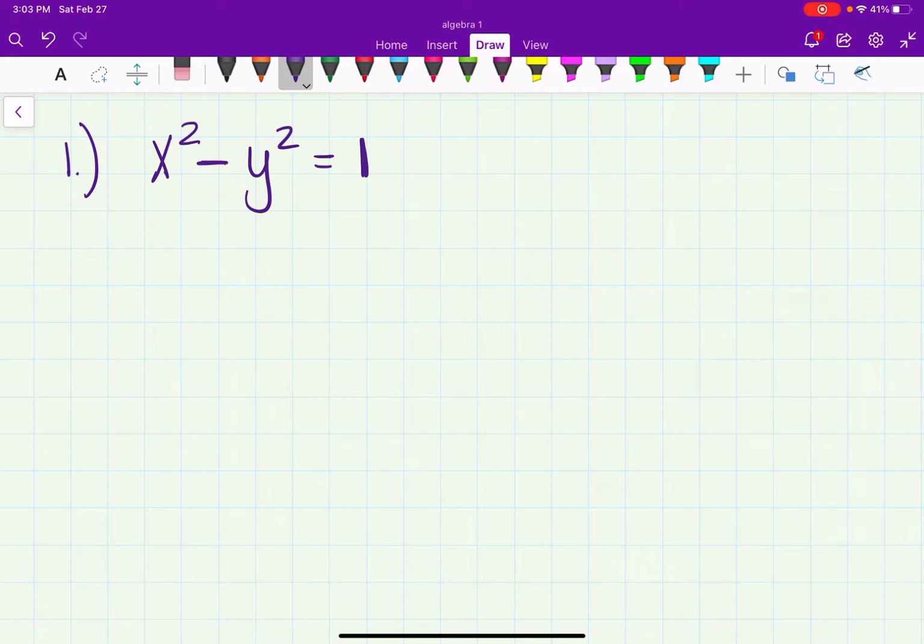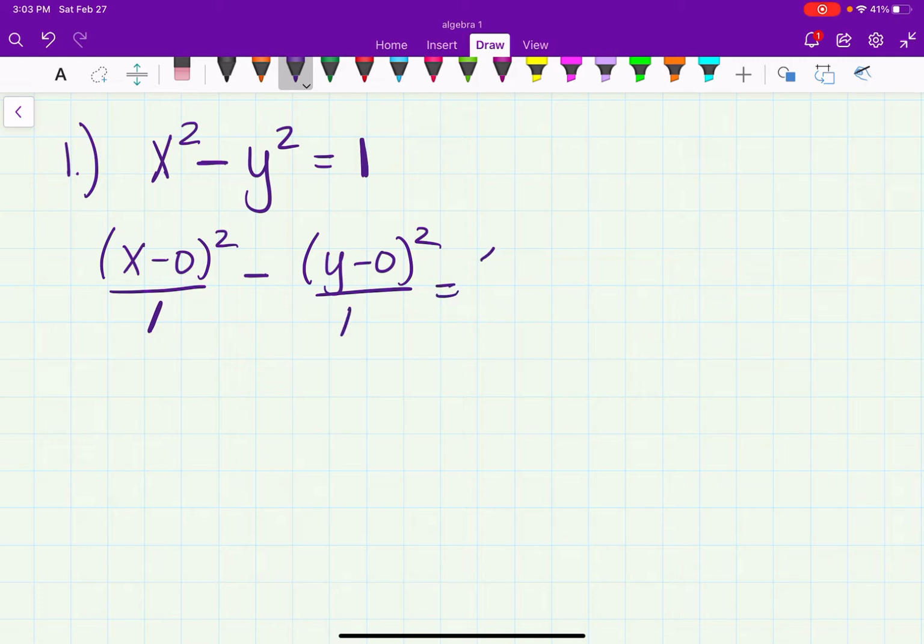So let me write this out. If you weren't sure what to do here, here's what's really going on, but we don't write all this because we don't fill in zeros and ones everywhere, because that would take us a lot of time. But this is really what's going on with this one. So the first thing we have to decide is, is this going to open right, left, or up, down? It's going to open right, left, and the reason is the x squared is first and it's not negative.